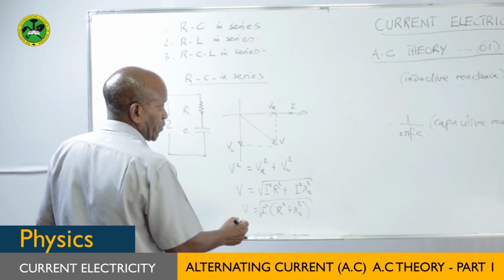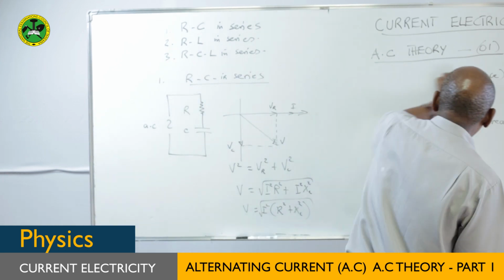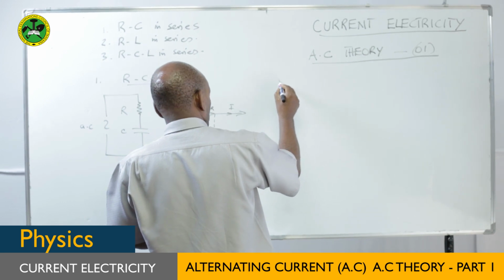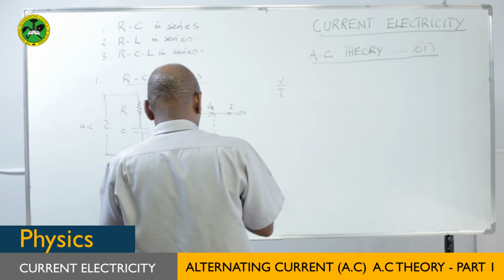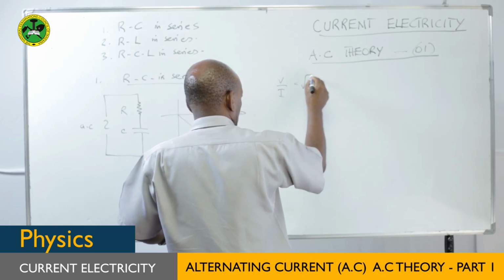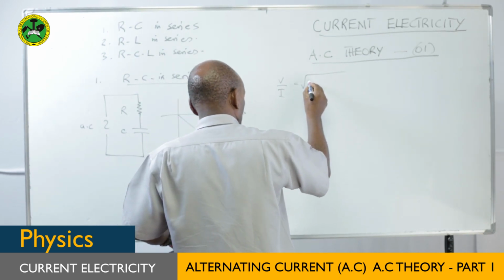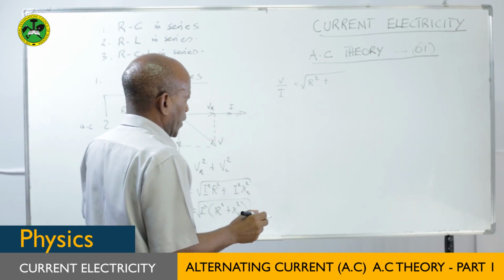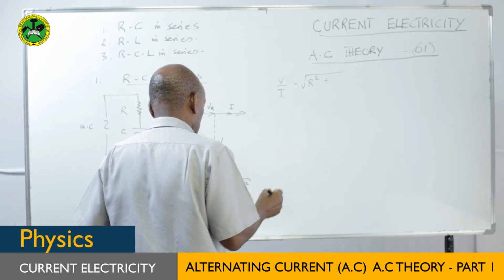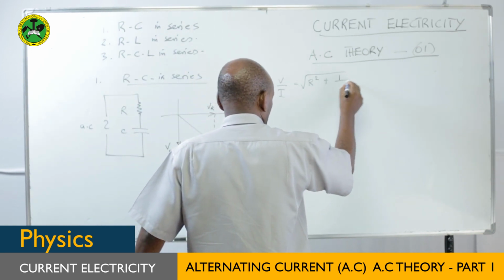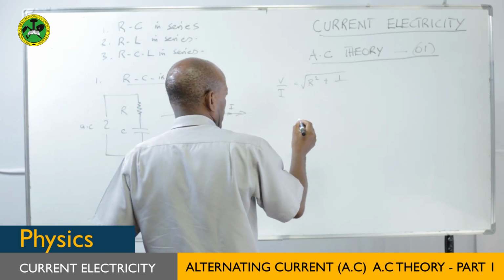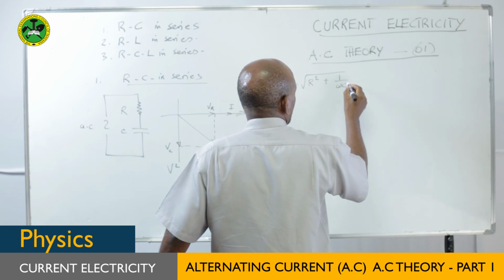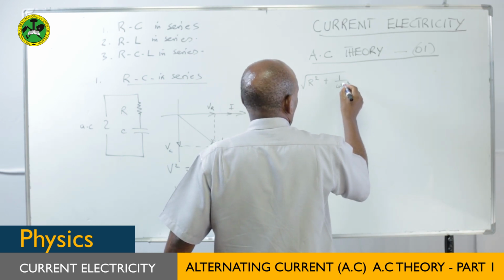So I can be taken outside, and we are going to have V over I, taking I outside, and inside we are just going to remain with R squared plus the capacitive reactance squared, and the capacitive reactance is 1 over omega C, squared.